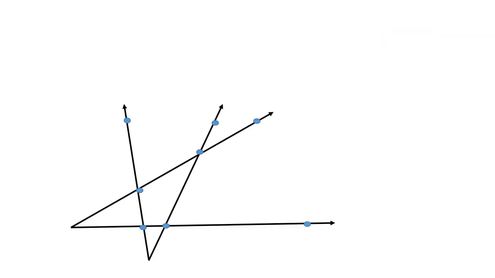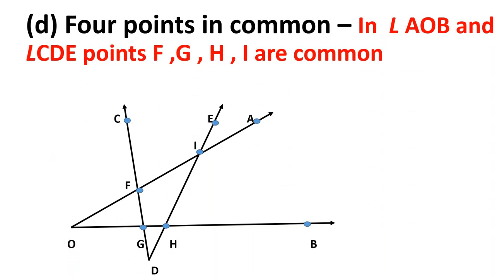D part, 4 points in common. See angle again, AOB and CDE. See 4 points are common in that. F, G, H, I. This is only the way how I am making these two angles. Okay, how they are intersecting with each other. These two angles, they are intersecting once like this, that one point is common, then 2 points are common, then 3 points are common, and now 4 points are common.